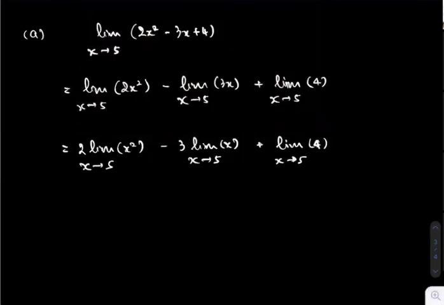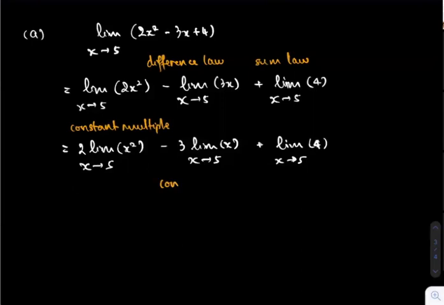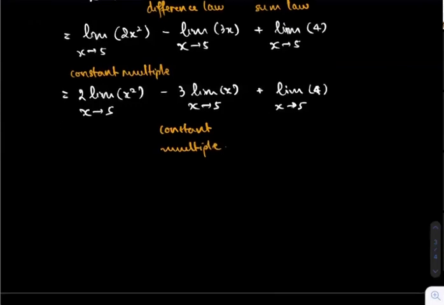So I'm going to justify my steps. This is the difference law. This is the sum law. This is the constant multiple law. It's the same thing for the second term, so constant multiple. And the last term, we have not made any changes yet.